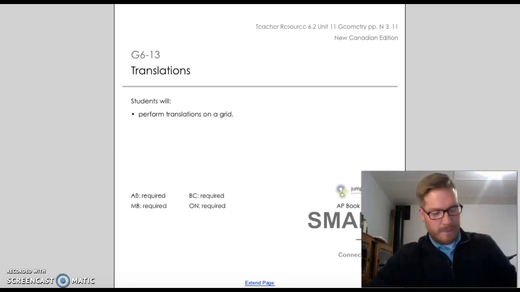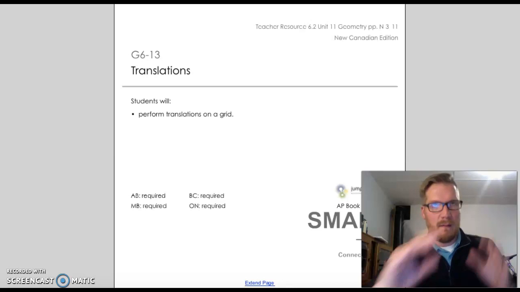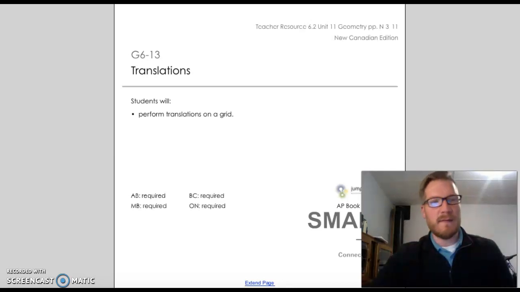A few skills that you need to know how to do. One of them is to perform and identify translations on a grid. Seems to kind of go without saying. The second thing is that you can measure sides and angles of polygons. Polygons are two-dimensional shapes with at least three sides. They're all straight and all the sides are touching. They're triangles, squares, etc. The third skill is that you can identify congruent shapes. Congruent just means that they are identical in shape and size.